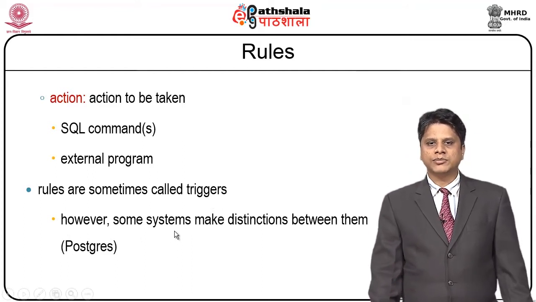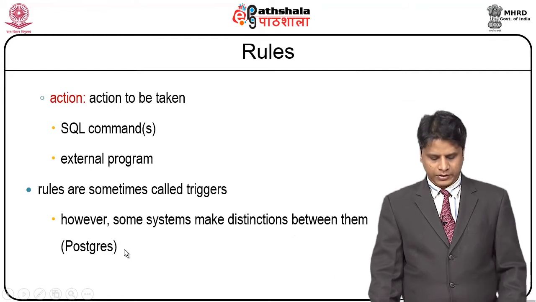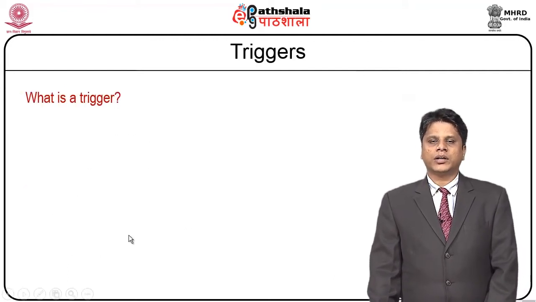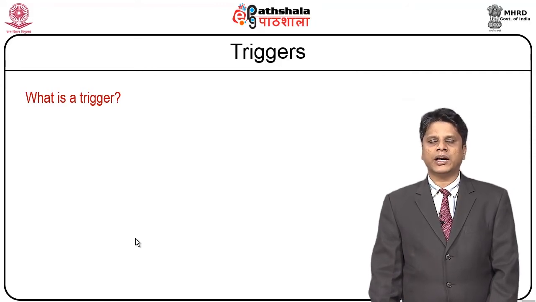However, some systems make distinctions between them. Say for example, Postgres has it in a different, alternate way. Now, we will try to understand what a trigger would mean. We will call any particular event happening, or any particular condition being checked, a trigger, which triggers an event, and because of this trigger, we might get an action done.